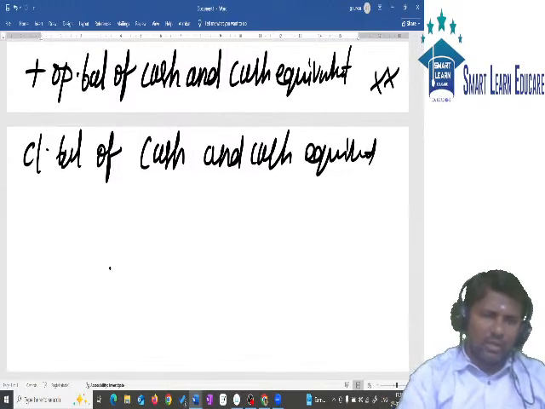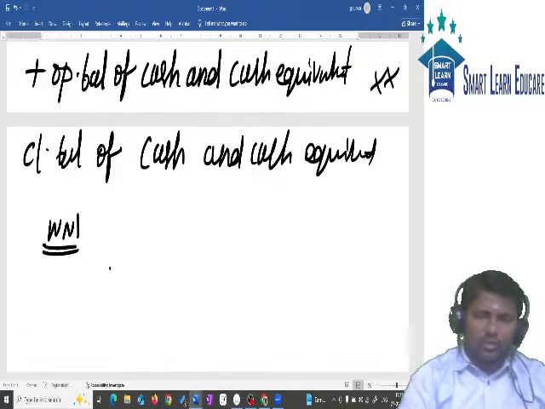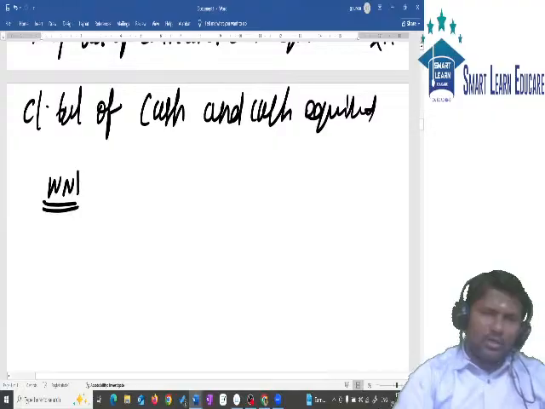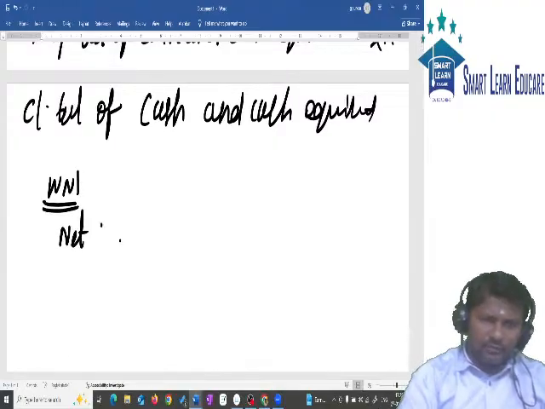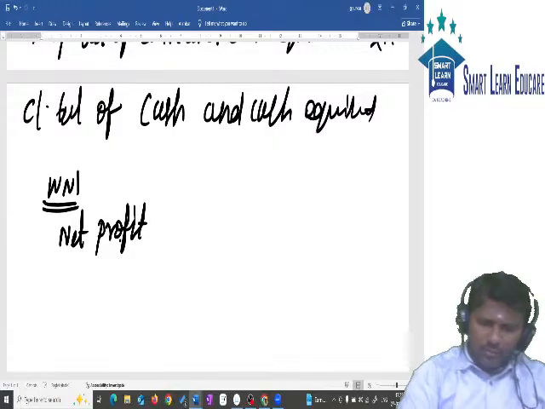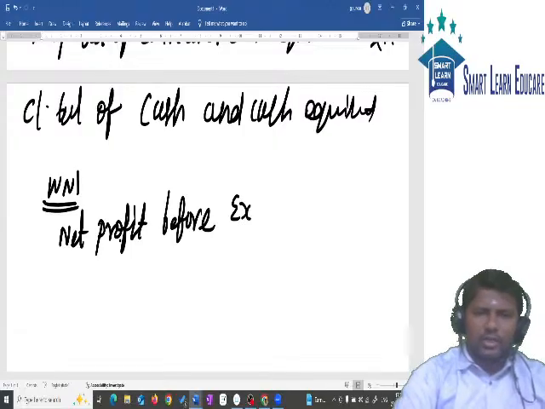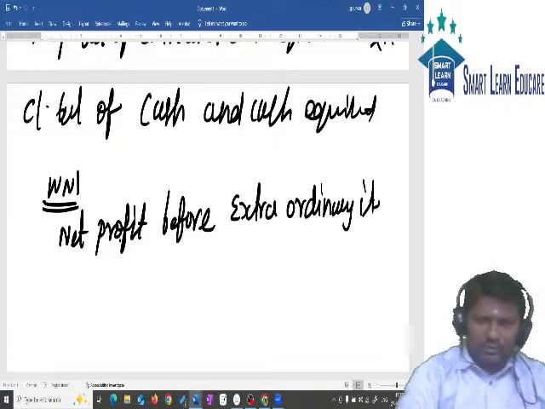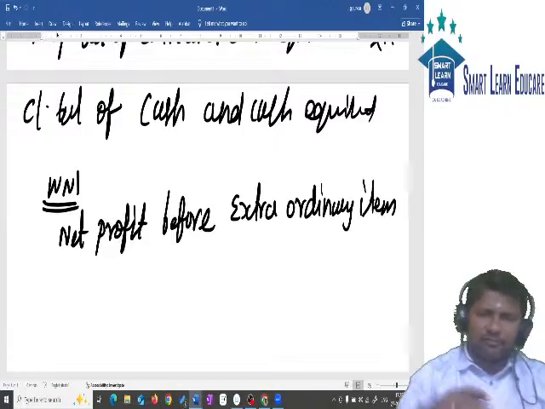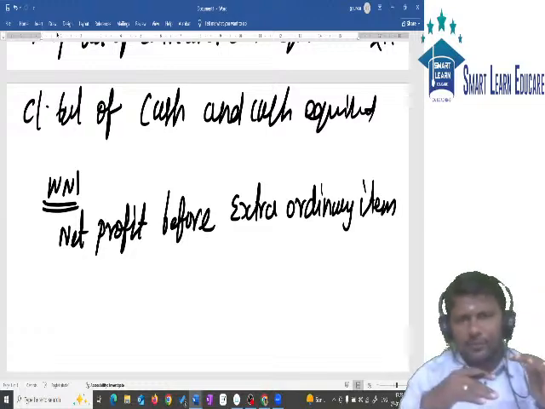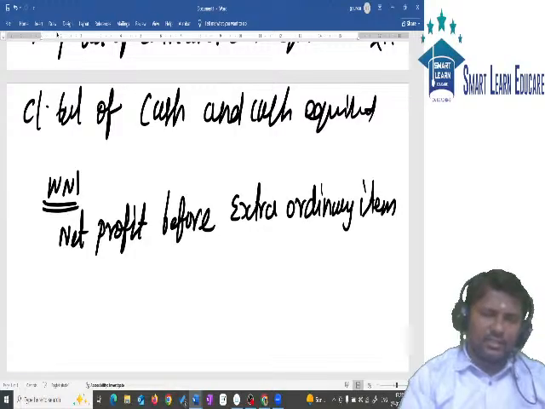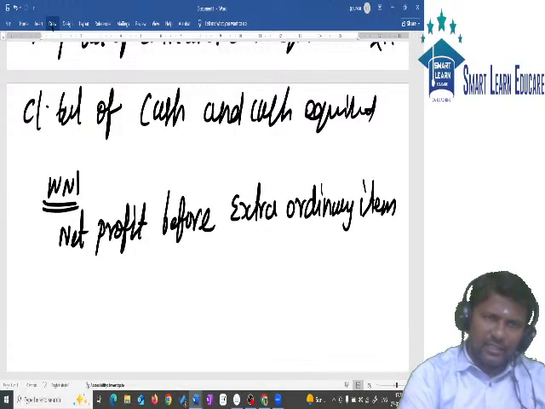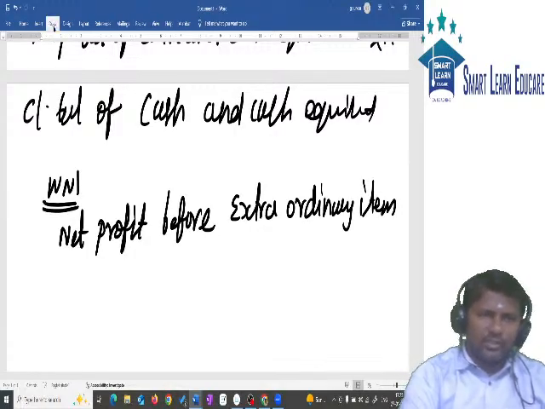Also, below this we have working note 1. What is the very first one? Net profit before extraordinary items. For your consolidated notes, every topic will go like this. First we will have the notes part, and then we will discuss theory questions and problems, 4 mark, 6 mark, and slowly we will increase the level. So, net profit before extraordinary items.